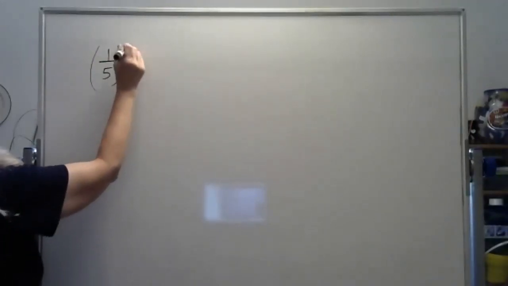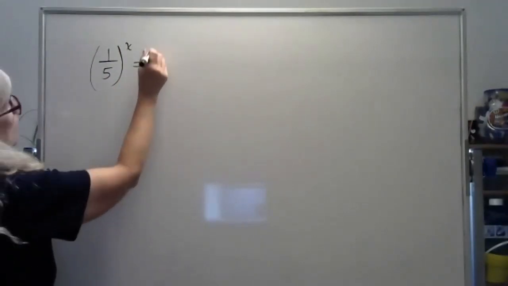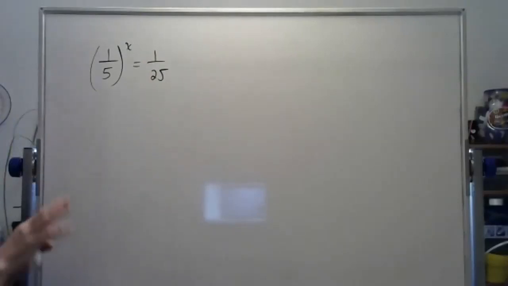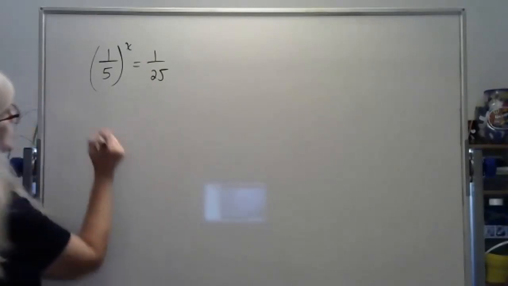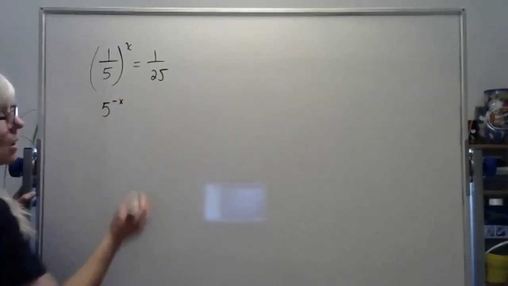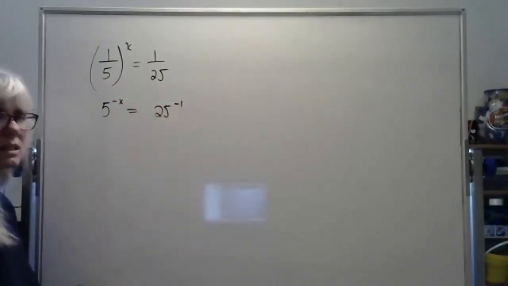So we have 1/5 raised to the x, and that's going to be equal to 1 over 25. So 1/5 raised to the x, notice it's in parentheses, is equal to 1 over 25. So you have a couple of ways of doing this. I tend to not like to work with fractions. So the first thing I'm going to do is take that left side and make it into 5 to the negative x. On the right side, I'm going to make that 25 to the negative 1. And that just gets rid of the fractions.